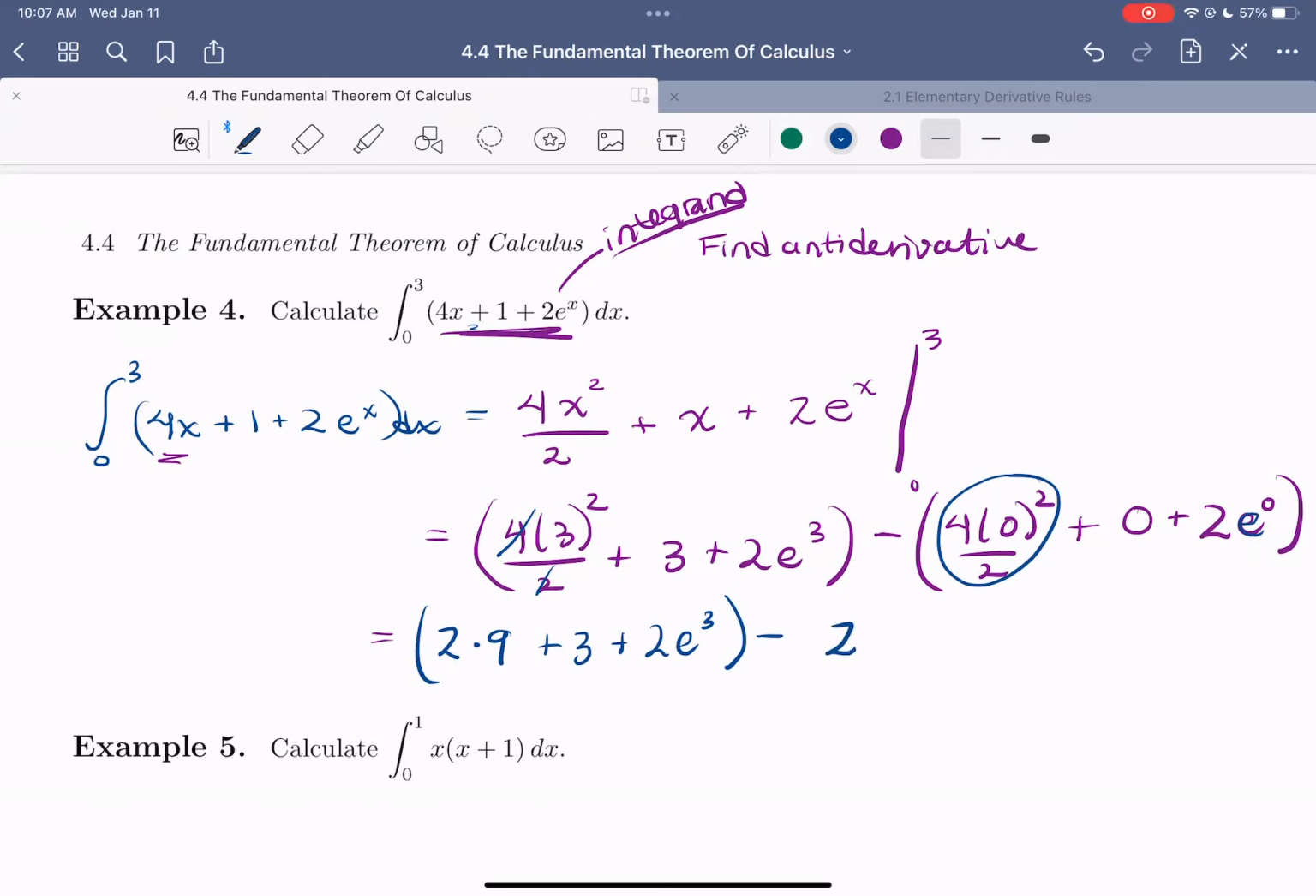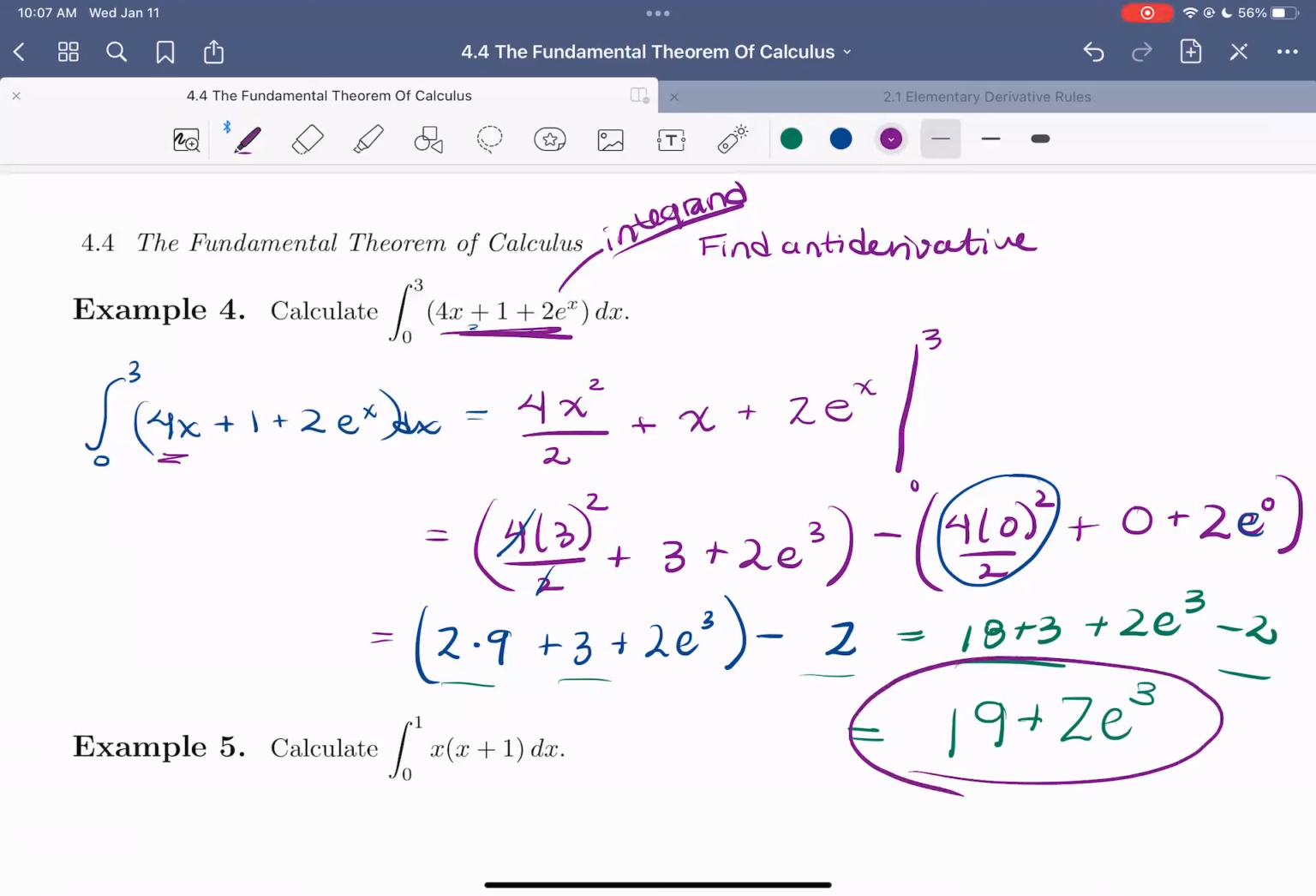All right, so now let's continue. It looks like we can combine some like terms. We got some numbers and a power of e. So 2 times 9 gives me 18. So I have 18 plus 3 plus 2e cubed minus 2. Let's go ahead and combine those numbers. 18 minus 2 gives me 16, plus 3 gives me 19. So here I just have 19 plus 2e cubed, which will be our integral.